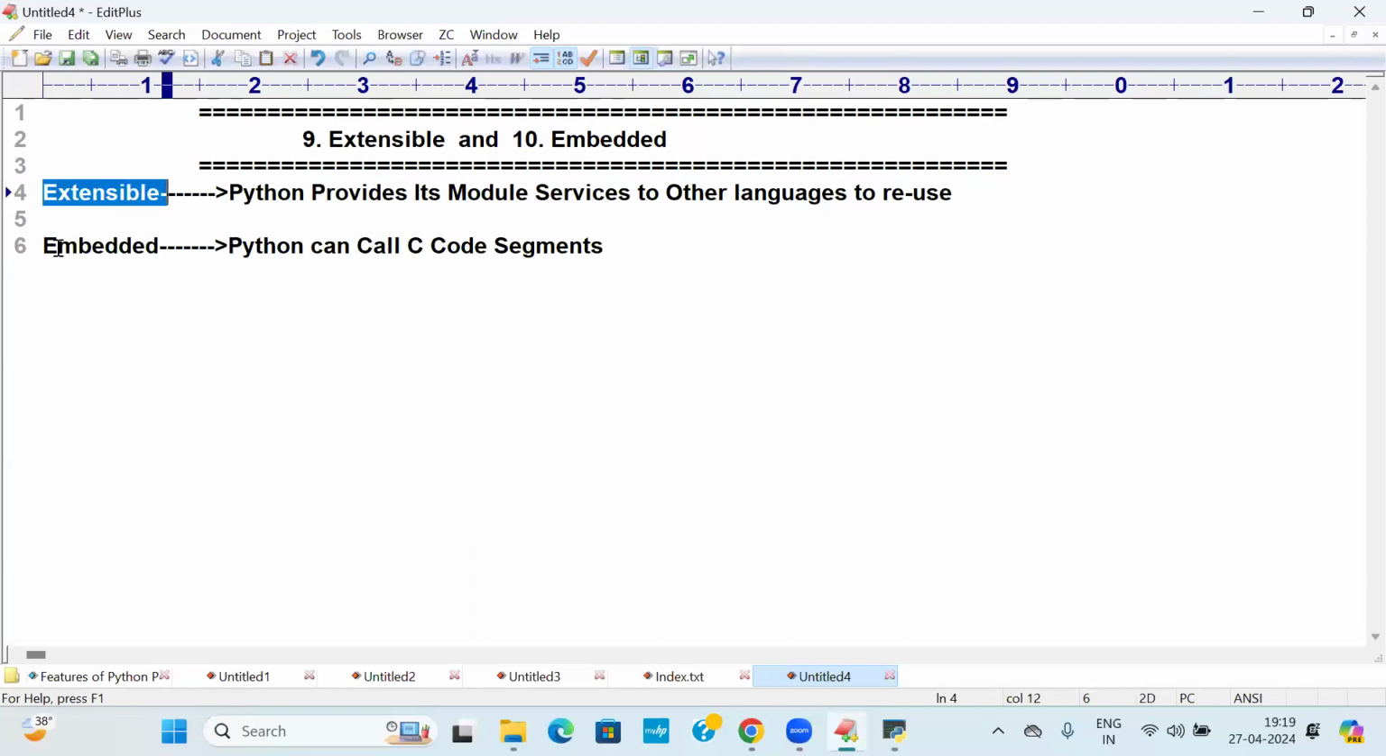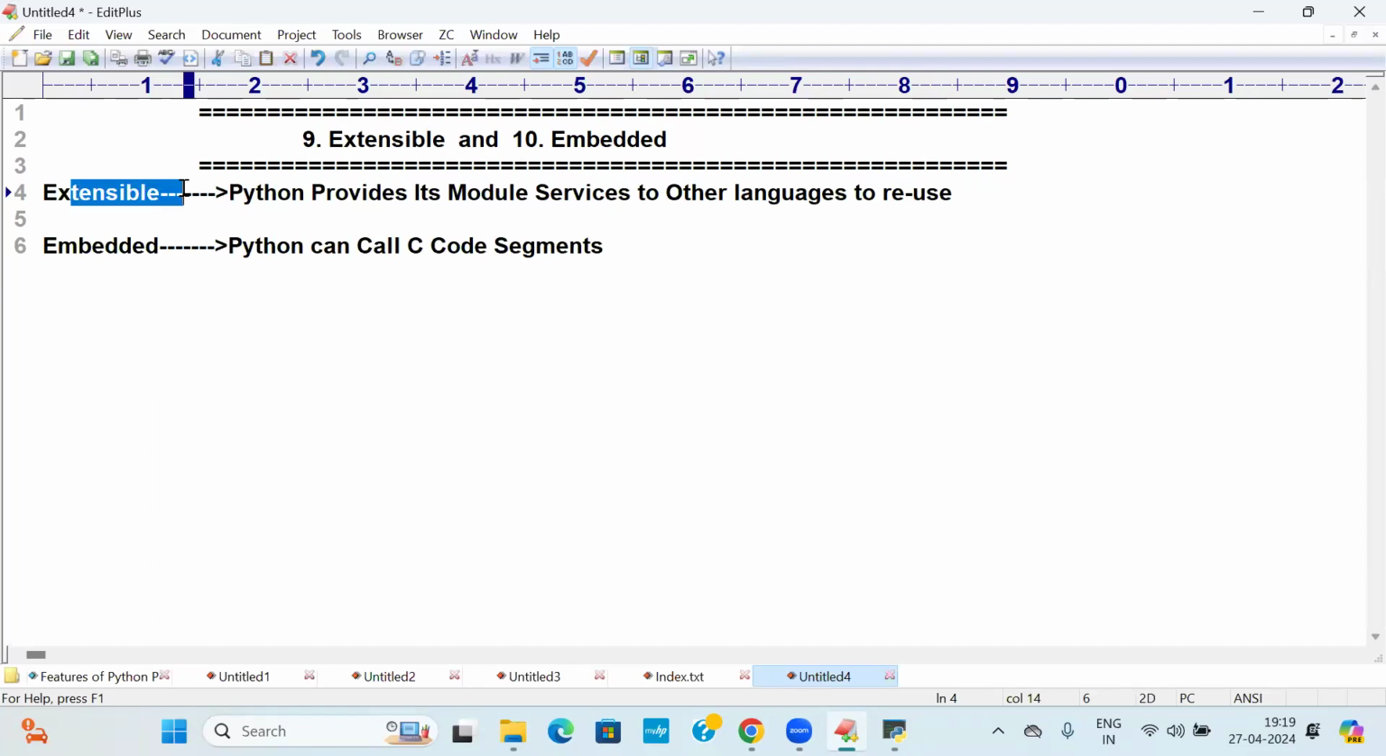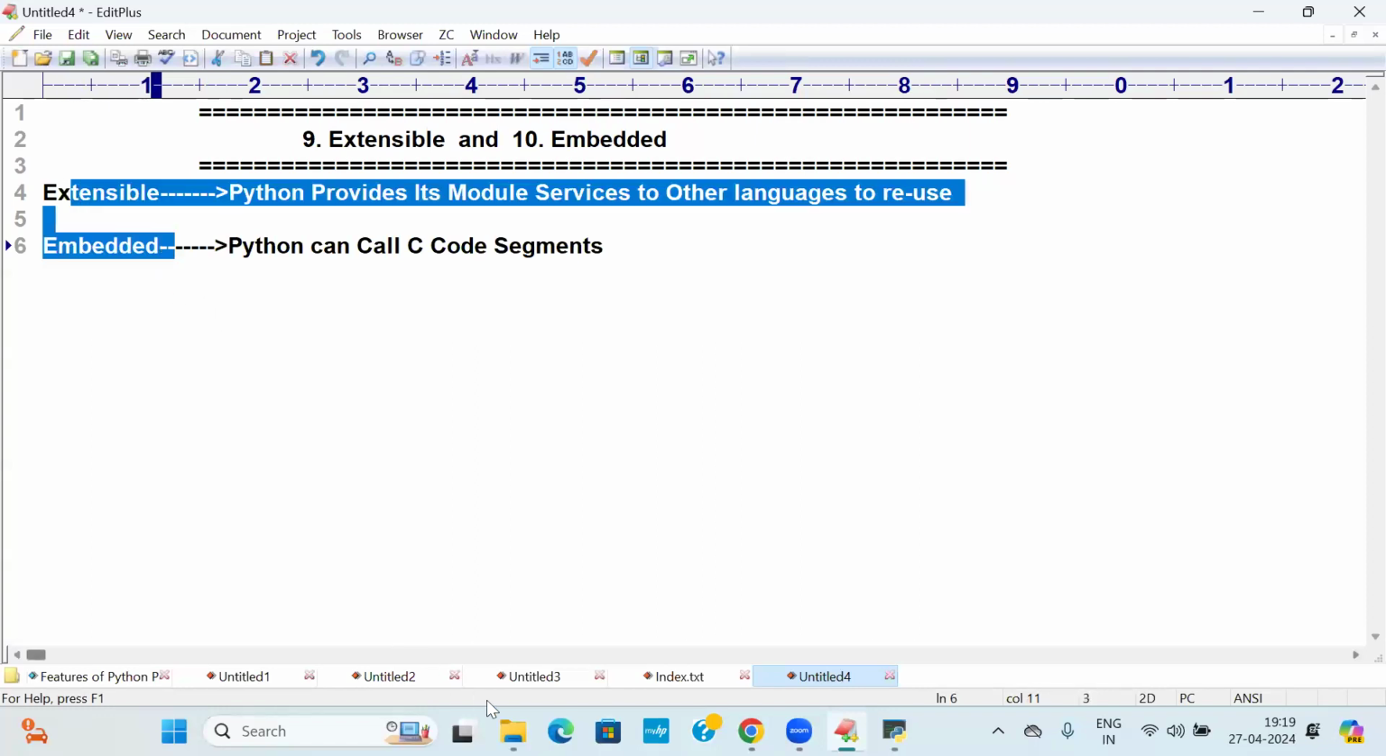That's why it is extensible and embedded, like railway tracks. When you are providing services to other languages, that is extensible. When you take services from other languages, that is called embedded. Are you following me? I hope you are following, my dear students. Extensible means supporting others. What is embedded? Taking others' support to you.